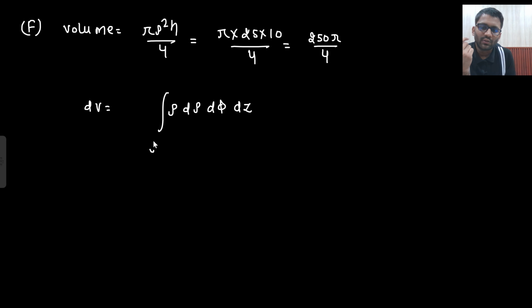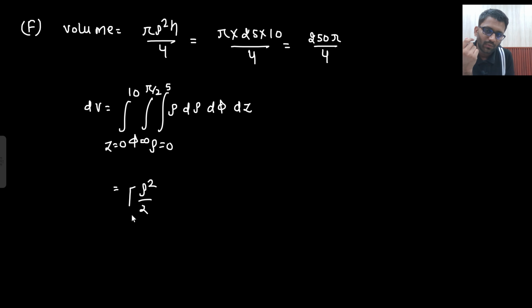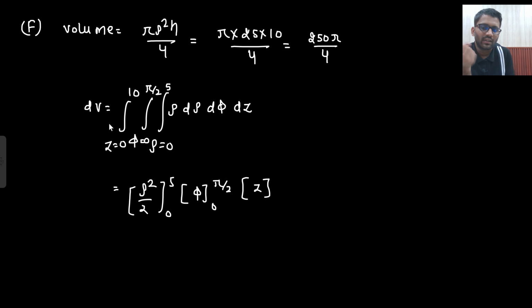So here rho is going from 0 to 5. Phi is going from 0 to pi by 2 and z is going from 0 to 10. So what is the integration of rho? Rho square by 2 from 0 to 5. What is the integration of d phi? Integration of d phi is phi only, going from 0 to pi by 2. And what is the integration of dz? That is z only. You are going from 0 to 10.